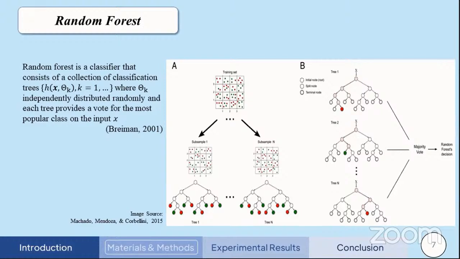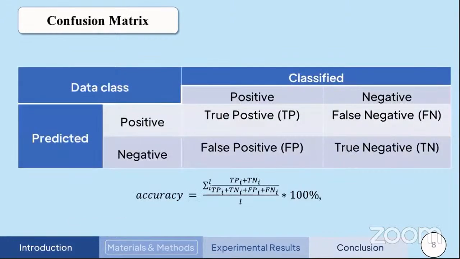For a classification problem, majority vote will be used. The method of measuring the level of accuracy from the classification result of the model will use a confusion matrix. The confusion matrix pays attention to the classification result categorized in true positive, false positive, false negative, and true negative. The equation for calculating the accuracy of the model is shown on the slide.